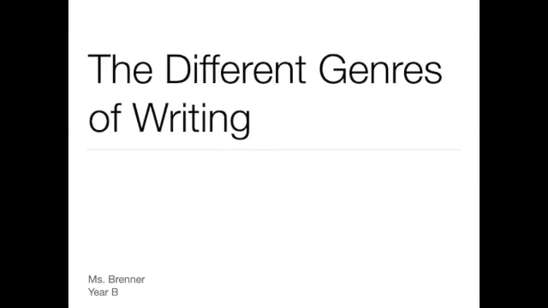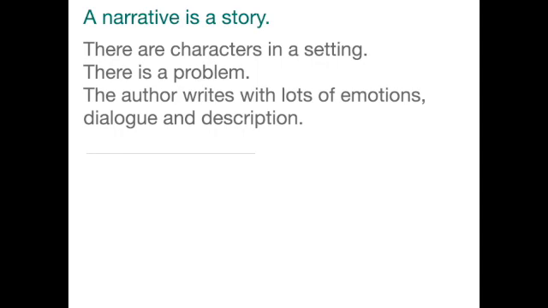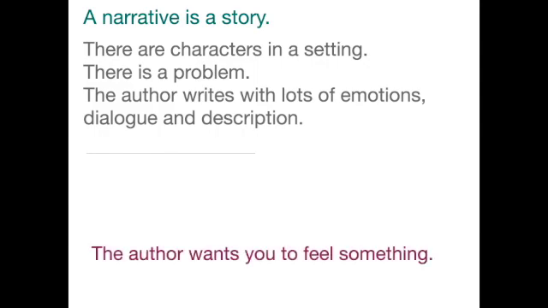This video is going to go over the three basic types of writing that you'll be doing this year: narrative writing, informative writing, and persuasive writing. A narrative is just basically a story. In a story, there's characters who are all hanging out in a setting, and there's a problem that arises. The author writes this with lots of emotions and dialogue and description so you can get lost in the story, with the ultimate purpose being to feel something.